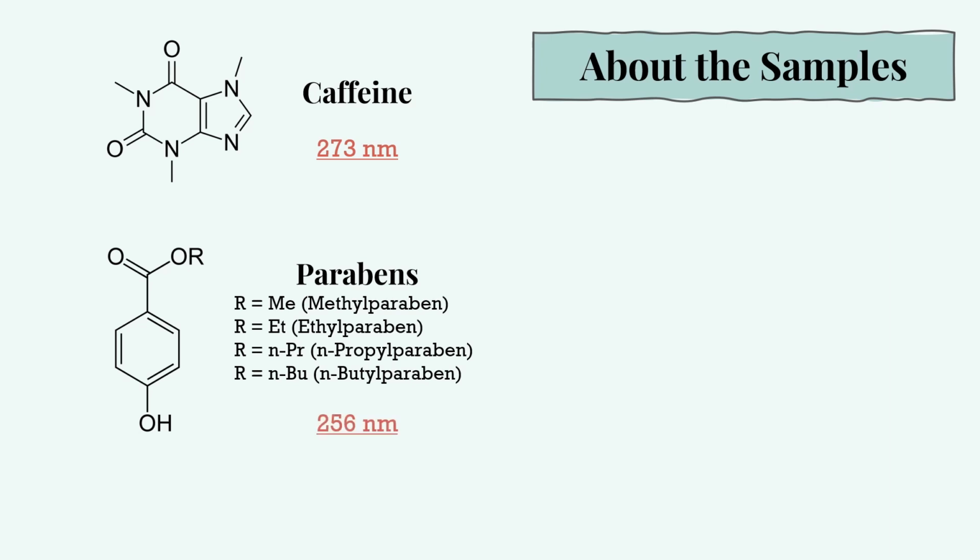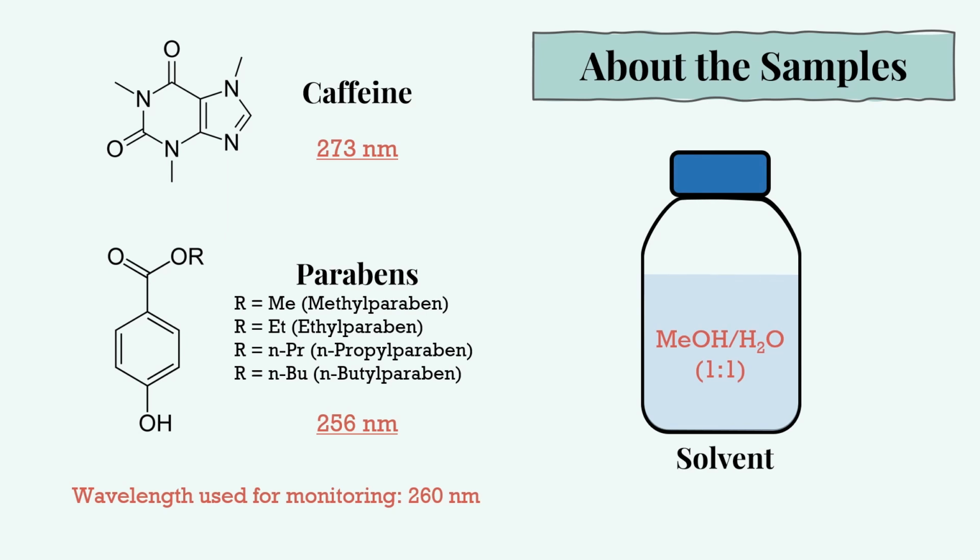The UV-vis detector or the photodiode array detector can be used to monitor the absorbance peaks at the wavelength of 260 nanometers. 260 nanometers is used for monitoring as the absorbance at this wavelength is sufficiently high for all the compounds. The solvent used to dissolve the samples is 50% methanol. The transparency of both methanol and water at 260 nanometers makes it suitable as a solvent.